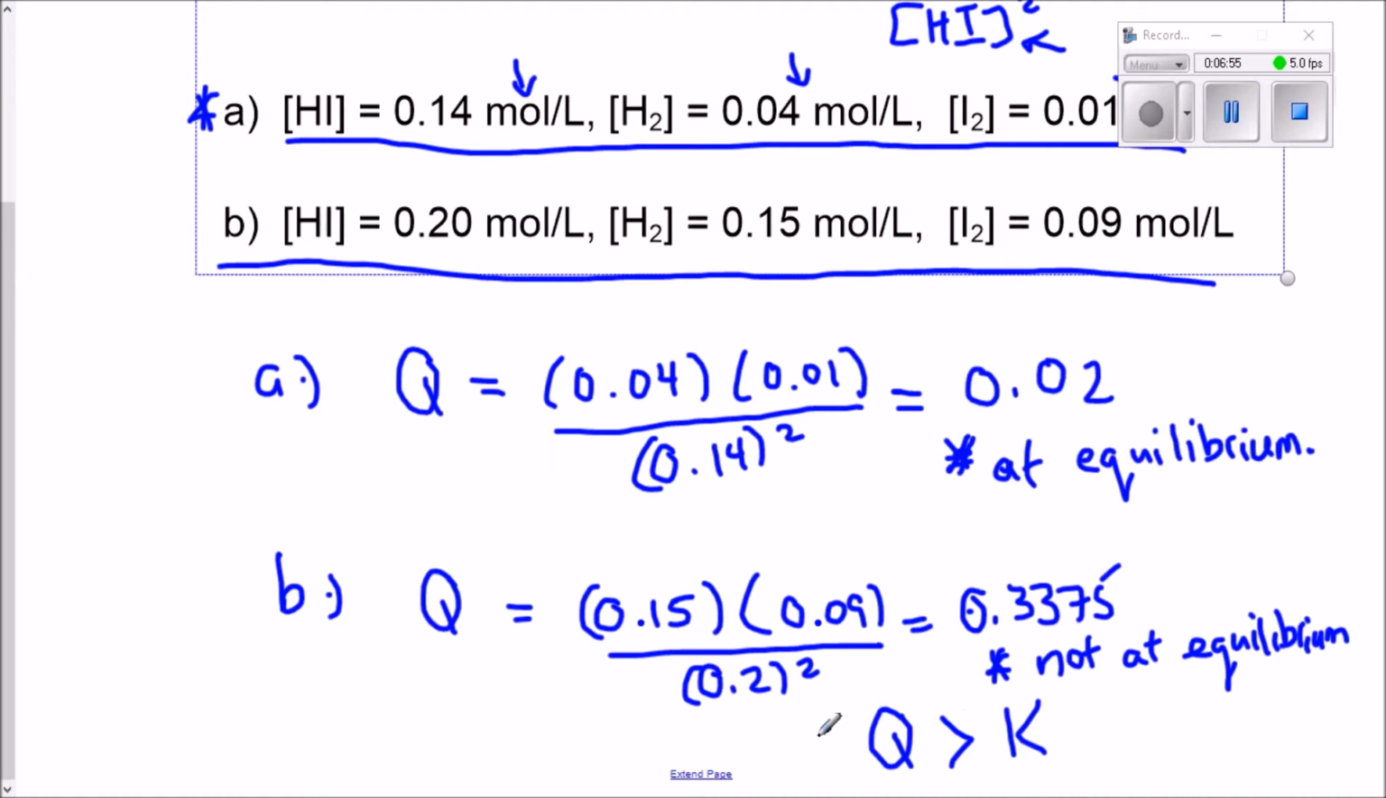That means it's going to shift towards reactants. I know this because this number is too big. To make this number smaller, I need more on the bottom of the equation. Now recall that this is where the reactants are. So if I want to make this value smaller, this has to shift towards reactants. You don't have to understand that exactly, but if you know that Q is larger than K, it's going to shift to the reactants. If we have a larger value, we shift towards the reactants to make this value smaller.